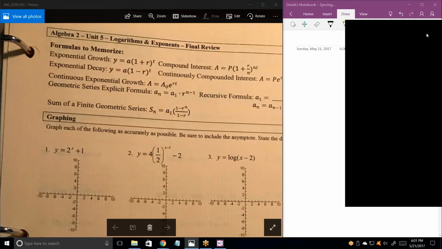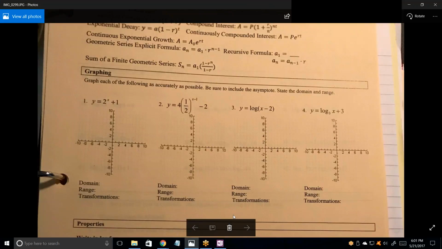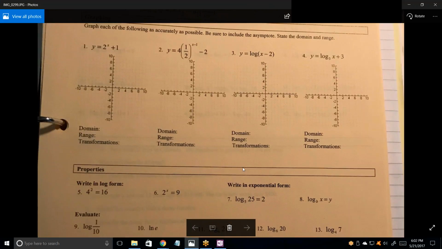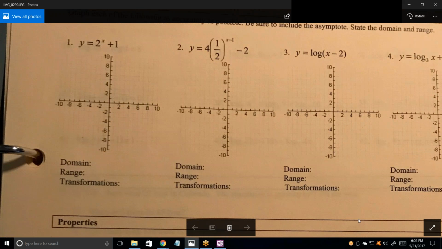Cool. Let me do this. Let me blow that up. Okay. Take a picture of it. And then I can graph it. Cool.